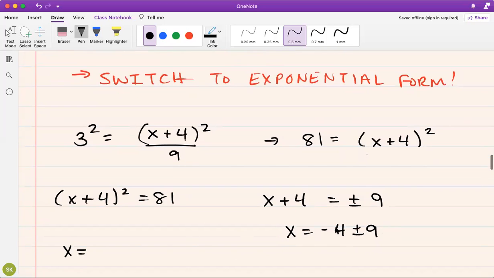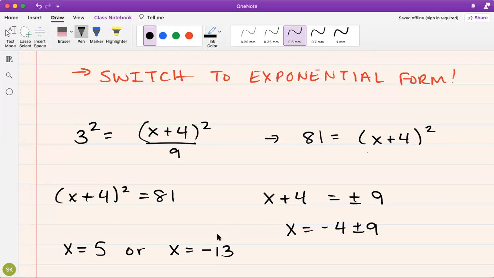We're going to get x is equal to negative 4 plus 9, which is 5, or x is equal to negative 4 minus 9, which is negative 13. So we have two numbers, 5 and negative 13.